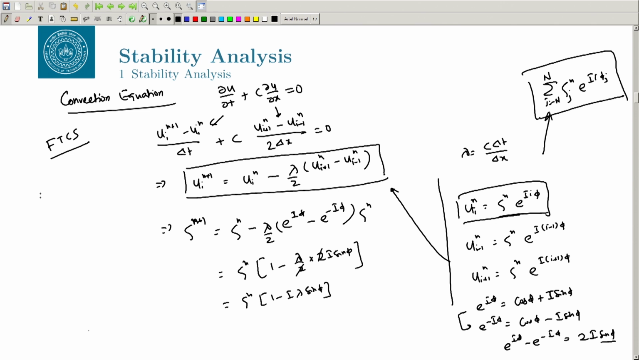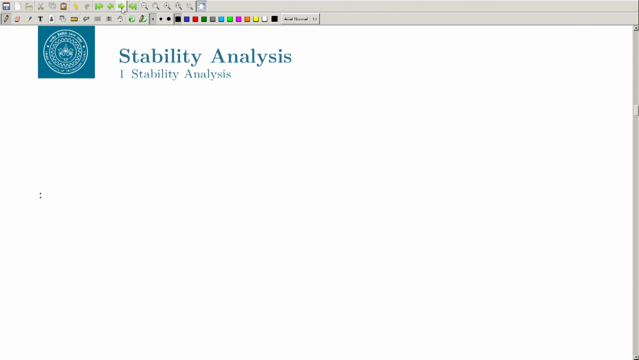Okay. So, what is the amplification factor? Now, see this is now a complex number, right. So, amplification factor is g equal to g to the power n plus 1 by g to the power n, which is basically 1 minus I lambda sin phi, right. So, how do you get the magnitude of this? Okay. So, you know the property of the complex number. So, g is equal to 1 minus I lambda sin phi, right.